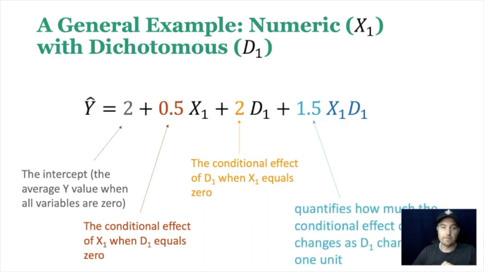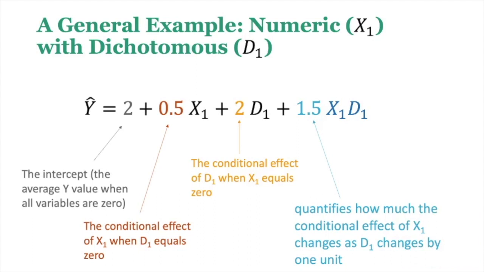And then this quantifies how much the conditional effect of x1 changes as d1 changes by 1 unit. Or in other words, it's a difference in the slopes. And then you have the cross product, the x1 times d1, which is the interaction variable itself.